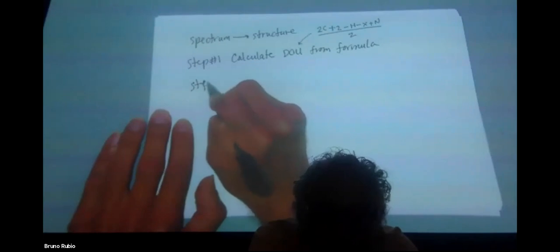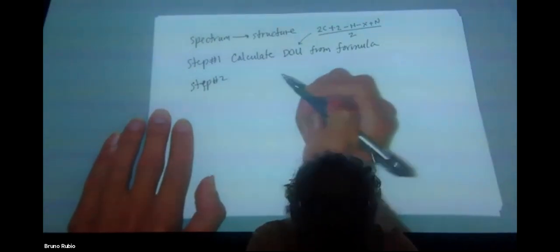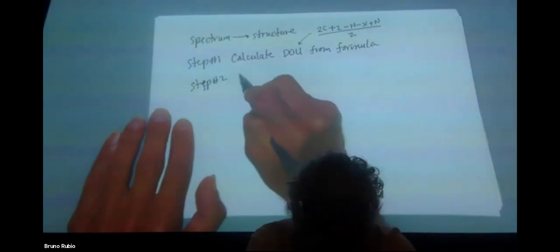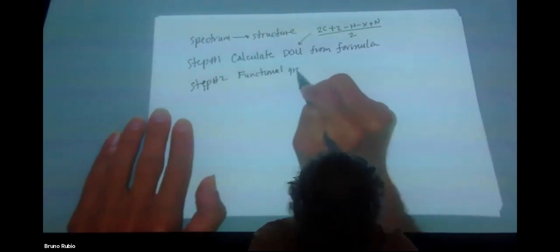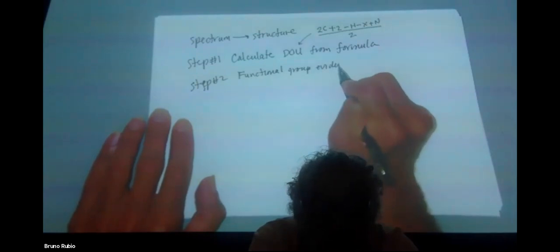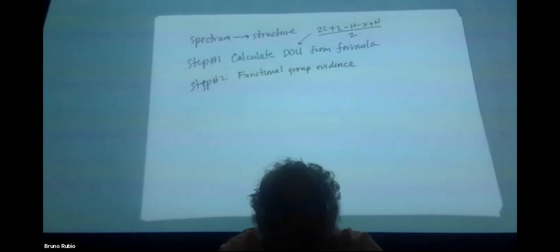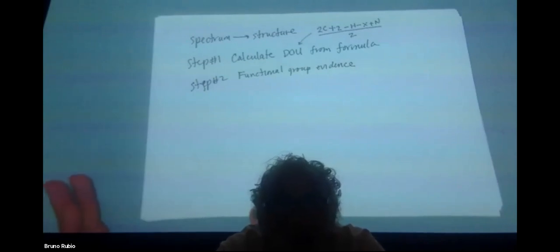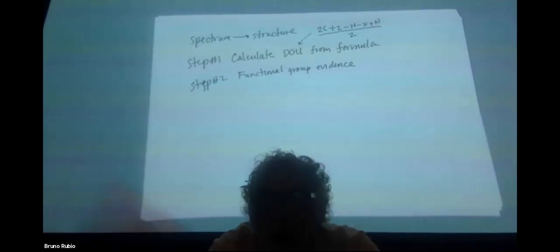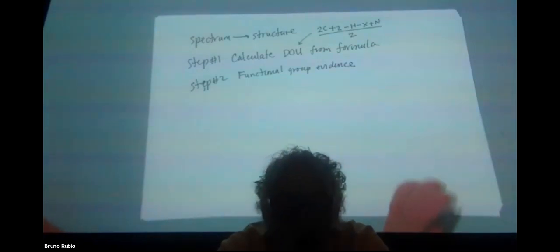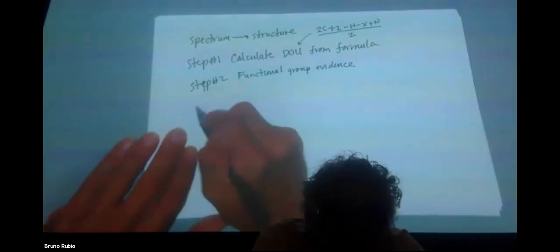Then step number 2 is that sometimes, not all the time, we have functional group evidence. This will be from an independent experiment, usually maybe an infrared spectroscopy experiment, or we'll know that it's a ketone, or a carboxylic acid, or an ester. We'll have some kind of functional group evidence if we're lucky. So sometimes yes, sometimes no for step 2.